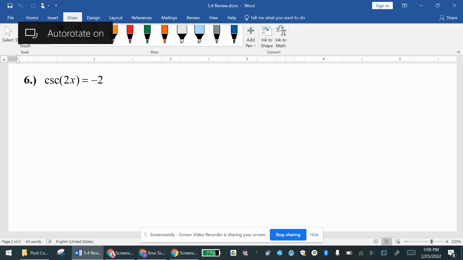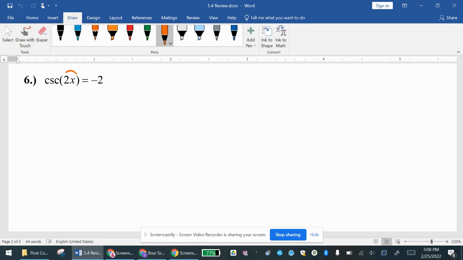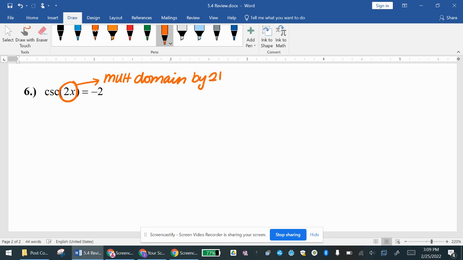All right, so first you want to write yourself a little note that the domain is going to be affected, because you're going to need to do to it what's happening to the angle. So the angle x is being multiplied by 2, so you're going to have to multiply the domain by 2 as well. Okay, so write yourself a little note. You can even do so right now.